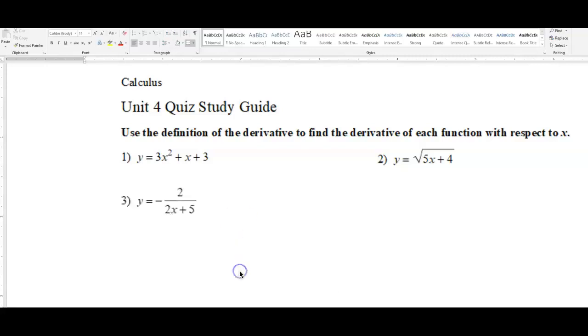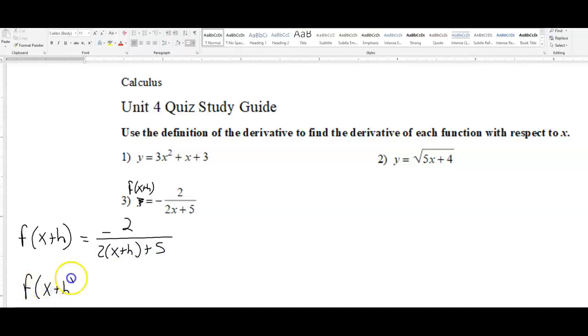This one is one of the ones that have fractions in them. All right, so once again, f of x plus h is first. Simplified, of course. And we have our setup.